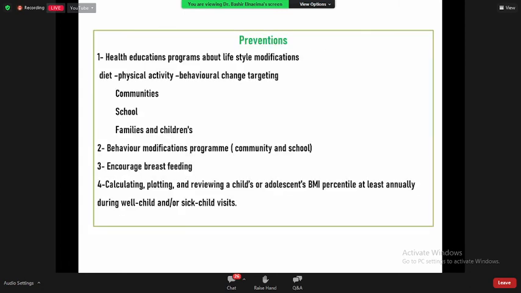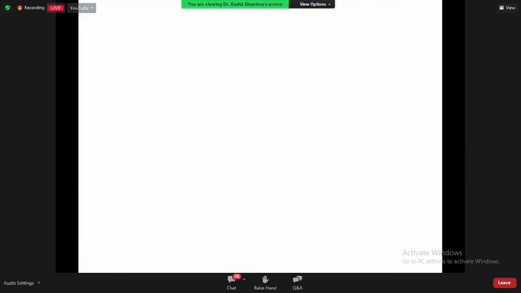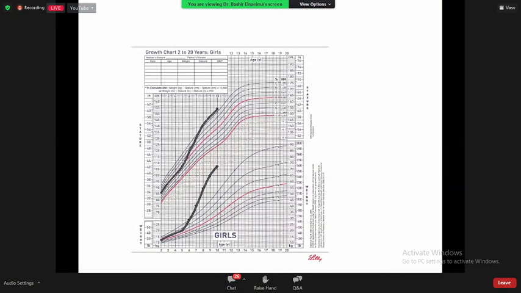Okay, prevention. How do we prevent obesity? Health education programs about lifestyle modification, diet, physical activity, and behavior change, targeting communities, schools, families, and children. Behavior modification programs, encouraging breastfeeding, calculating, plotting, and reviewing the child or adolescent body mass index percentile at least annually during well child or sick child visits. So whenever you come across a child, check his body mass index and take a history. If he is overweight, counsel them and give them advice not to progress to obesity. And as I mentioned at the beginning, the most important rule in the prevention of obesity is 0-1-2-5: 0 sugar, 1 hour of physical activity, 2 hours or less of screen time, and 5 or more fruits and vegetables.